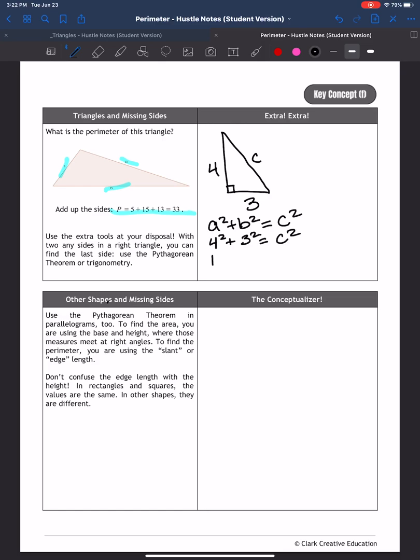4 squared is 16 plus 9 equals c squared. 25 equals c squared. c equals 5. So our missing length would be 5. Then to find your perimeter, you would do P equals 4 plus 3 plus 5. P equals 12.